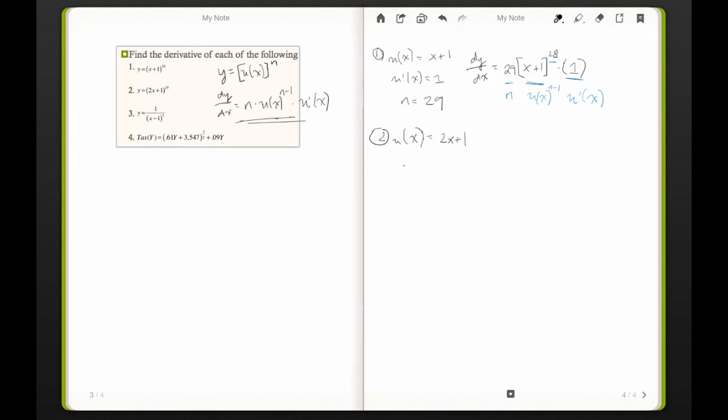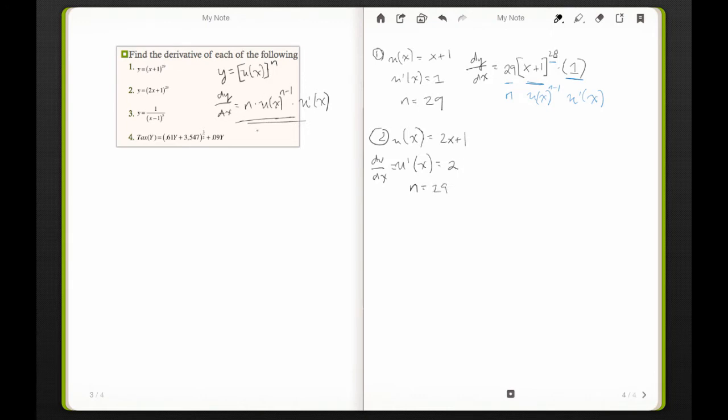I go right away and I say, what's u prime x? So the derivative of this with respect to x, you can write this out if it helps, du dx, is just equal to 2. And my n is equal to 29. So I'm going to plug it into this formula to find my derivative.